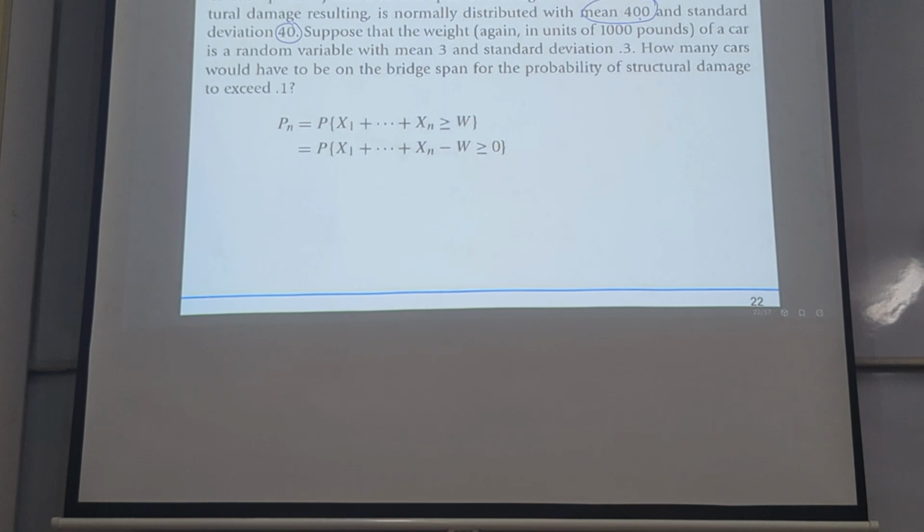This 400, actually 400 what? In the unit of 1,000 pounds. So 400,000 pounds. The average is 400,000 and the standard deviation is 40,000 pounds. Now suppose that a single vehicle weighs, the average weight is 3,000 pounds. That means 1,500 kilograms and 0.3.